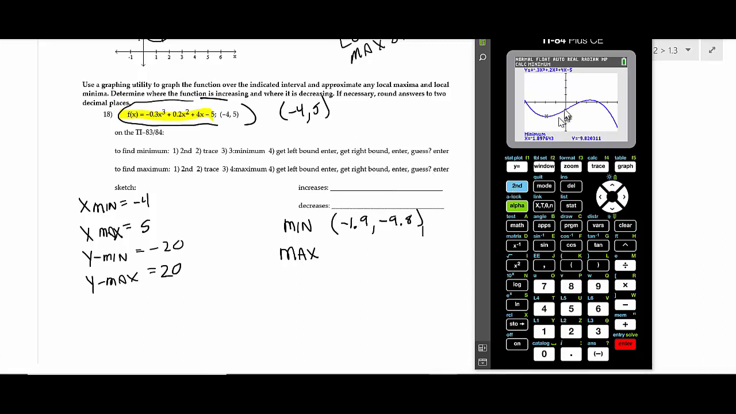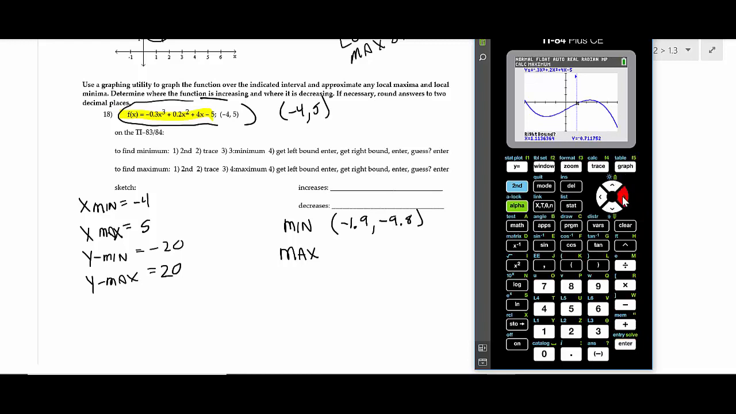Now we're going to find the maximum. So you do the same thing. We start over again. So we go second trace. Now you'll have option 4, which is a maximum. Then you press enter. Okay. Then you want to get over to your maximum. So what I'm going to do is I'm going to get a left bound. Okay, kind of like this. My calculator is a little slow getting over there. So that would be like, get fairly close to it. That's a good left bound. Okay, press enter.